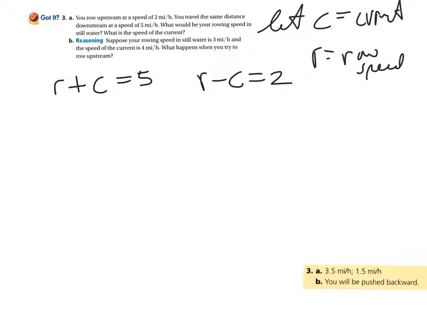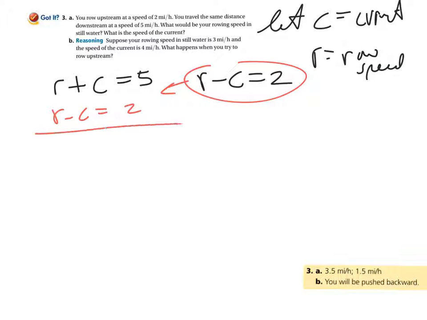So you can kind of start seeing that. A lot of you probably do these in your head, I'll bet. But anyway, the nice thing is these really lend themselves well to elimination. So I'm just going to carry this one over here, and we're going to have R minus C equals 2. So we end up with 2R equals 7. Divide off that 2, and R is 3.5. And the label is miles per hour. So you row at 3.5 miles per hour in calm waters. I don't know if that's fast or slow, I have no idea.